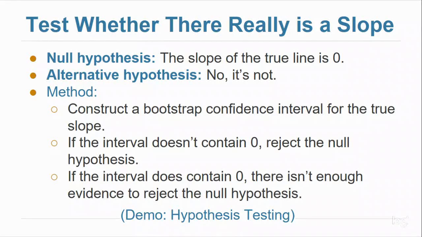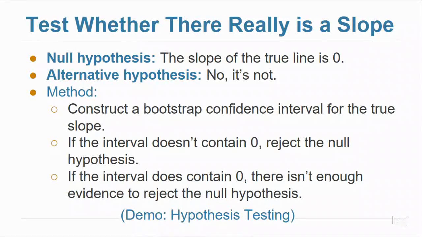Maybe a 95% confidence interval, for instance, if you wanted to work with a 5% cutoff level. If the interval that you create doesn't contain 0, that means 0 seems like it's not a reasonable number for the possible slope. And in that case, you would reject the null hypothesis, right? We would say then that the statistical evidence favors a non-zero slope.